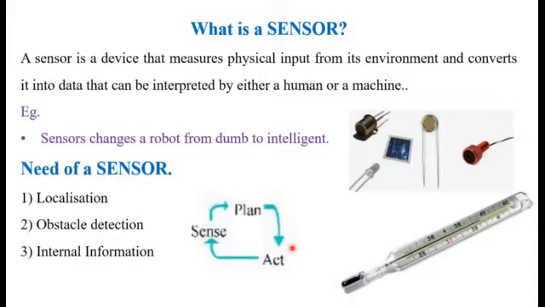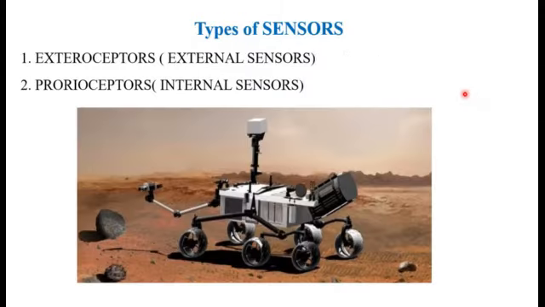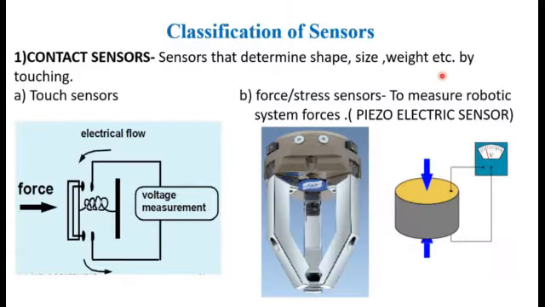That is what is meant by a sensor. Next point is the types of sensors. Basically there are two types of sensors. One is exteroceptors, and the second one is proprioceptors. That means we can say external sensors and internal sensors. We will discuss these types of sensors in detail.